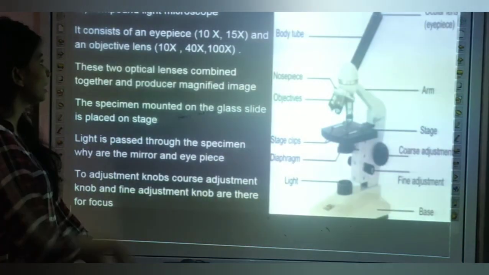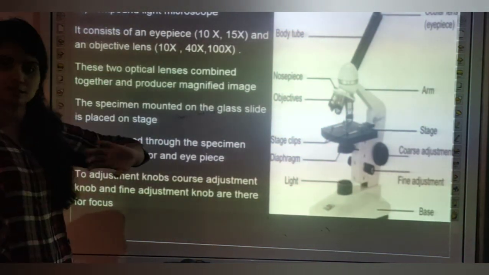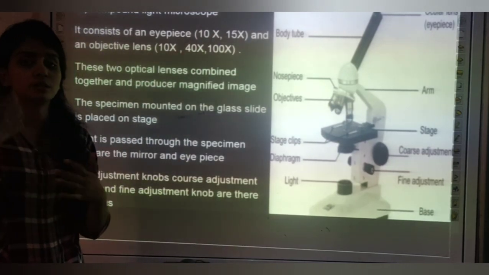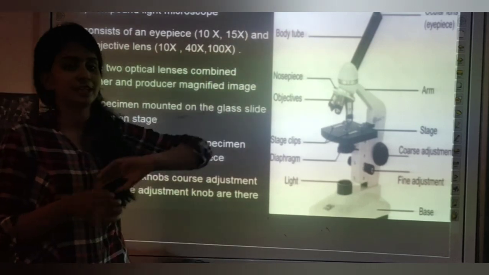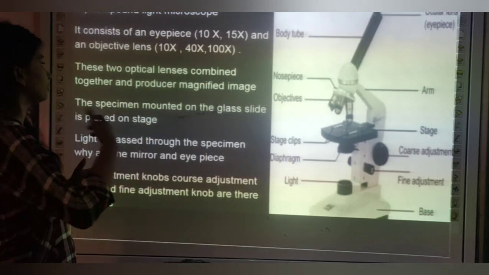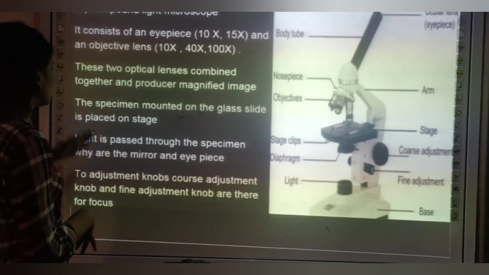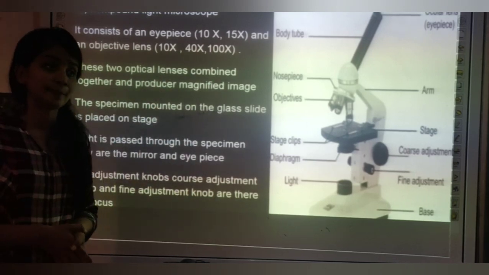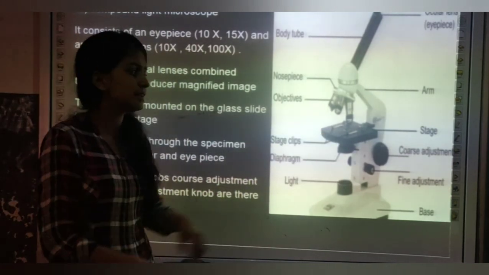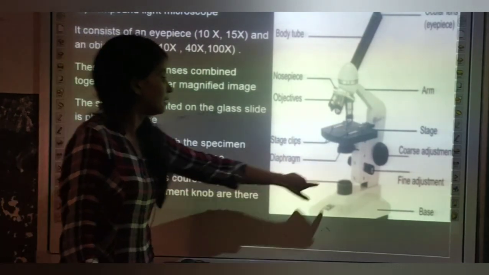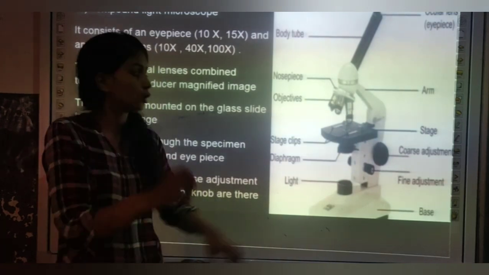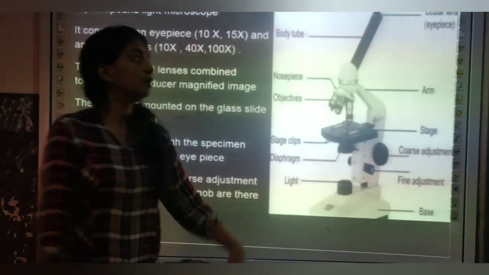Next we have the compound microscope, with eyepiece and objective lens. Got it? The eyepiece enlargement is about 10x to 15x, but the objective lens is about 100x. You can enlarge it 100 times. Two optical lenses combine together and produce a magnified image. And what we have to do, we have to mount a specimen over a glass, put it over the stage, and here we have one mirror, and then focus that light over this specimen and watch through the eyepiece. Got it?